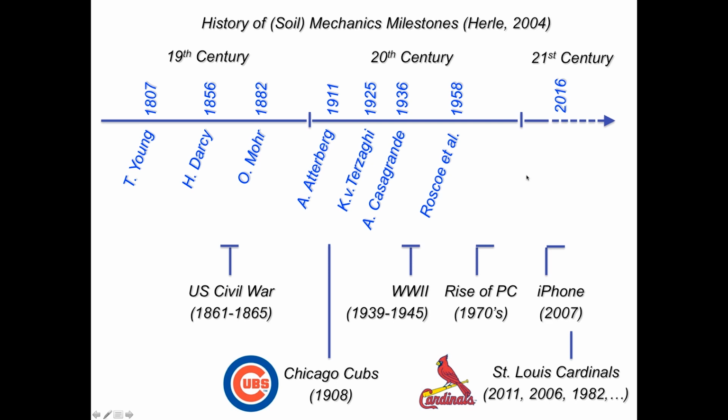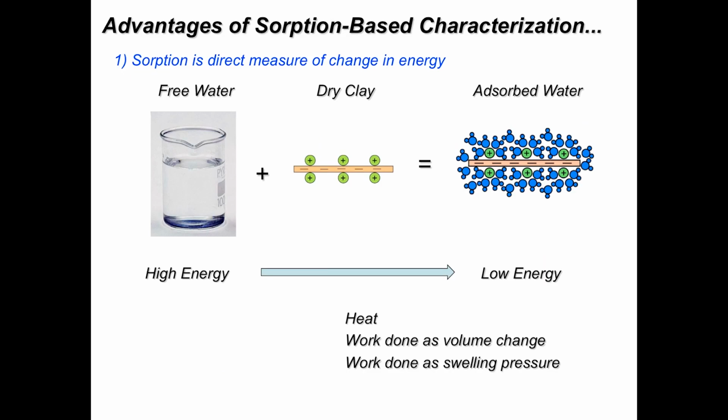And so how do we move beyond Atterberg limits? That's what this presentation is about. And so we're advocating sorption of water vapor as a way to classify expansive clays. And this slide really summarizes why we think this is a good approach to do that. When you think about when water is absorbed by clay, we're really talking about a change in the potential or a change in the energy state that water goes through.